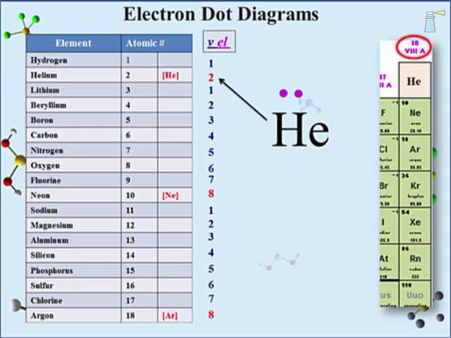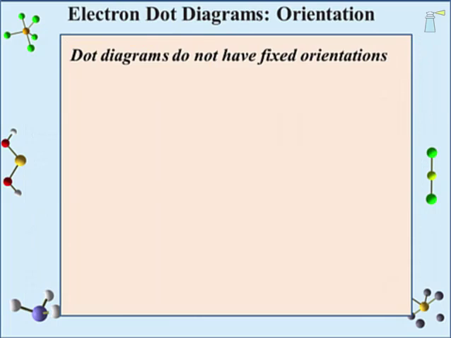A final point needs to be made about the way we arrange the dots around the symbol. That dots are added to each orbital before pairing will always hold, but where we actually add that first dot is a matter of convention. The top orbital is just the agreed upon starting orbital. Since there really isn't a top or bottom to an atom, the pattern of adding dots starting at the top is not a physical reality. We are not limited to where we start the pattern. Dot diagrams do not have fixed orientations.